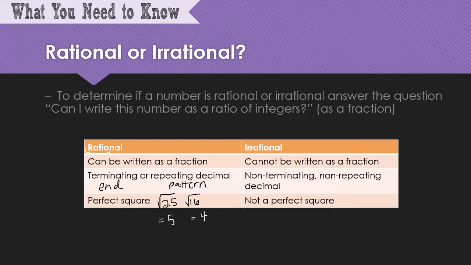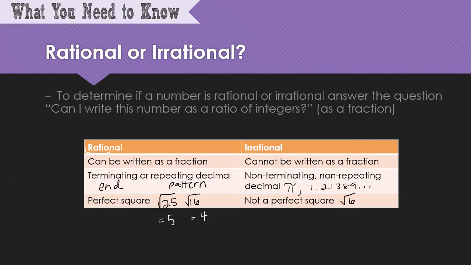Irrational numbers cannot be written as fractions. They are non-terminating, non-repeating decimals. Some examples would be numbers like pi. Also, if you were given something like 1.2389... with dot, dot, dot at the end, that shows it is non-terminating, and there's also no pattern present there, that makes it an irrational number. And not a perfect square would be something like the square root of 6.